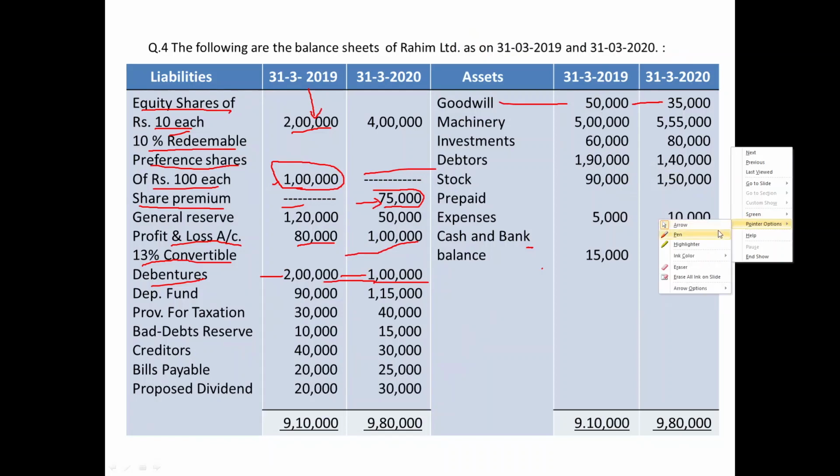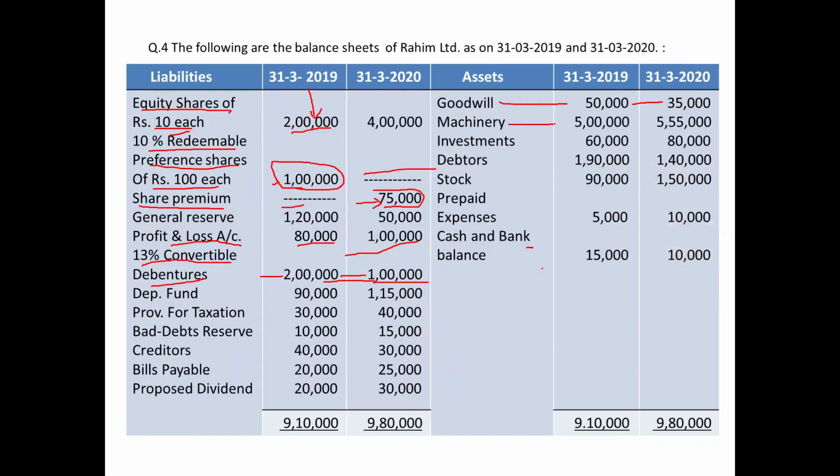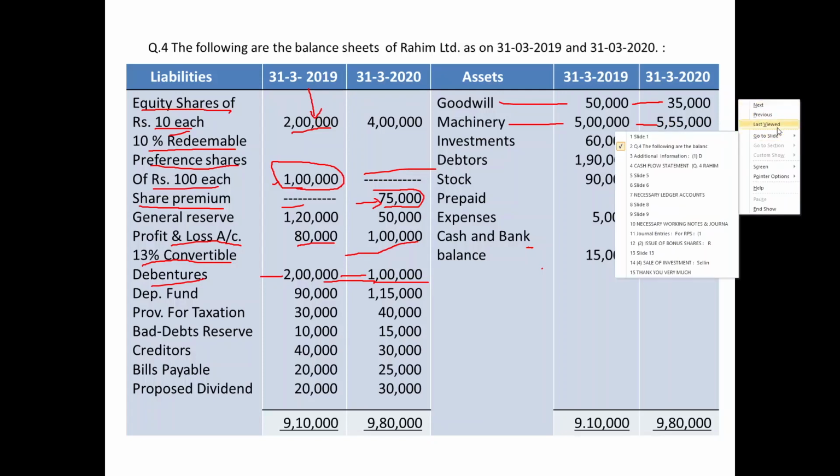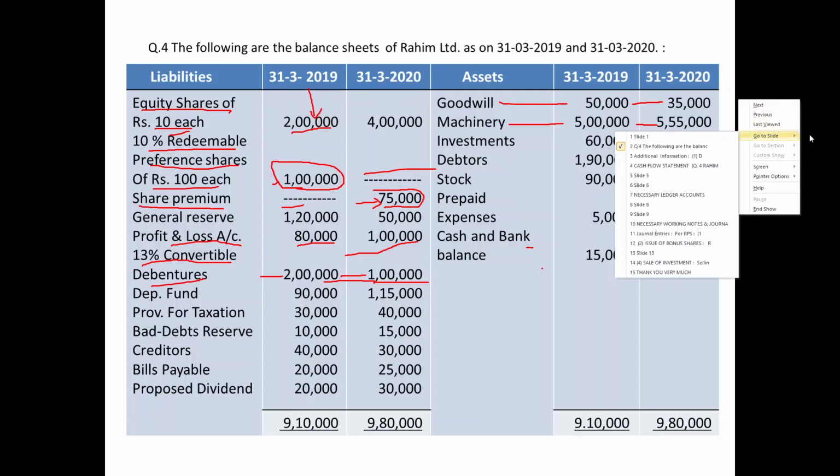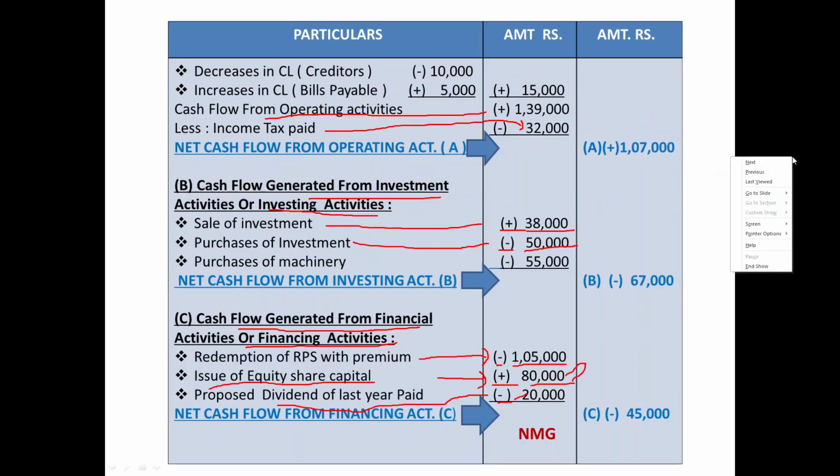Asset side, after goodwill, machinery 5 lakh versus 5 lakh 50,000. Very simple assumption. It means during the current year, the company has purchased additional machinery worth rupees 55,000. Machinery account debited, bank account credited. So it indicates cash outflow under investing activities. Title B, purchases of machinery, minus 55,000.